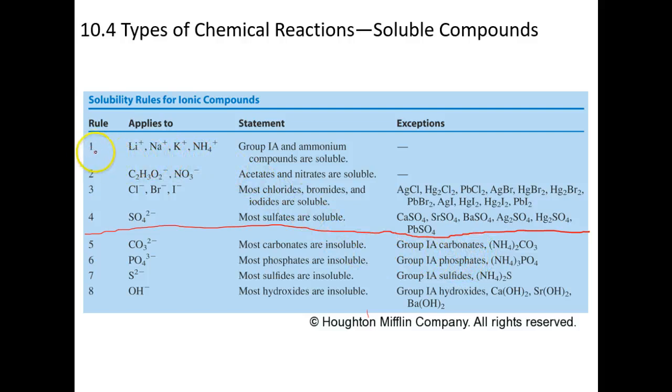Okay, so these top four notice have the word soluble in all of them. Anything with lithium, sodium, potassium, ammonium: these are group 1A metals. If you look at group 1A on the periodic table, these are the metals that you see in there, plus the ammonium ion. Any salt that has these in them is always aqueous or soluble. Anytime you see the word soluble, think aqueous.